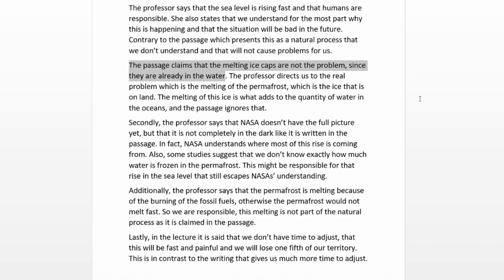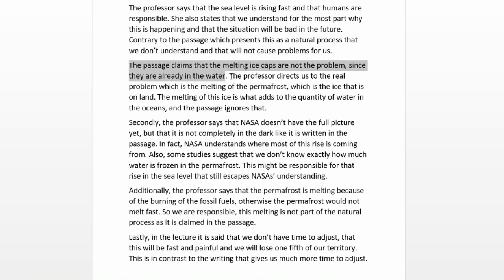And in the reading passage, you can find that they give an example of ice cubes in water. Through this example, they tried to explain why the melting ice caps are not the problem, because they are already in the water. Now, this example with the ice cubes in the water is not important for us, so we don't have to focus on it. It's unimportant information, so we don't need to waste our time writing about it. So with this one sentence, you explain what the reading passage claims.